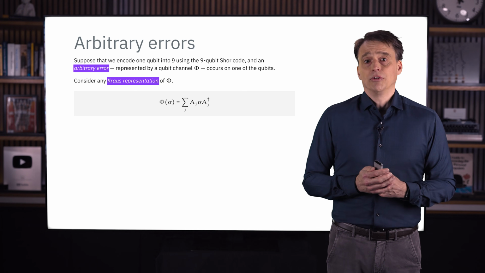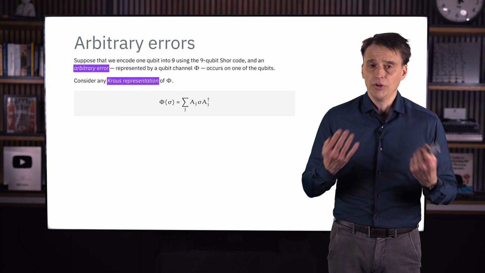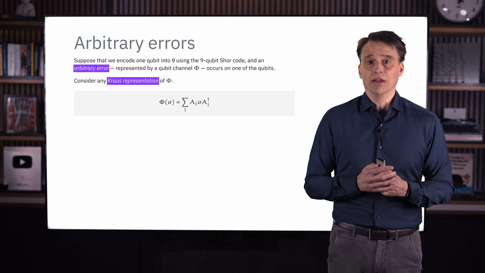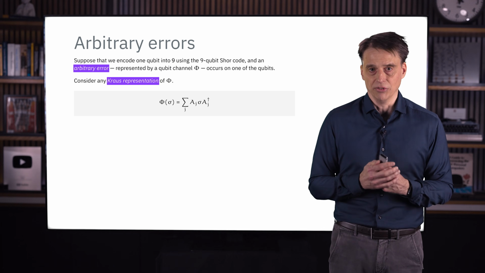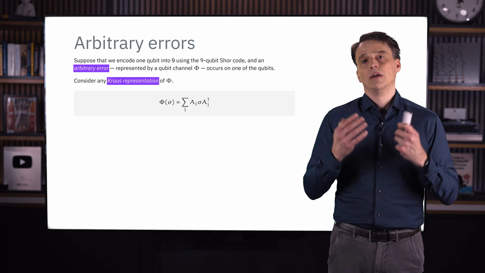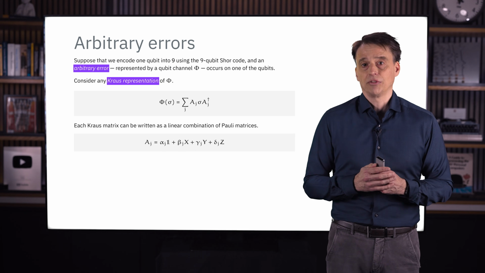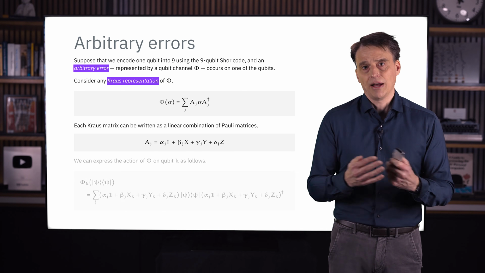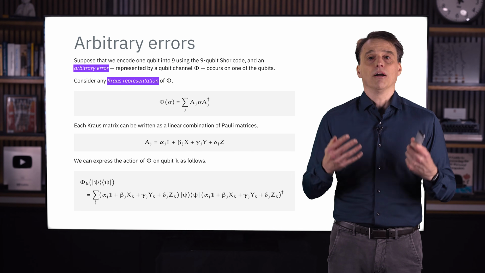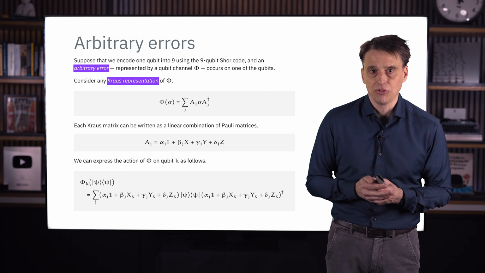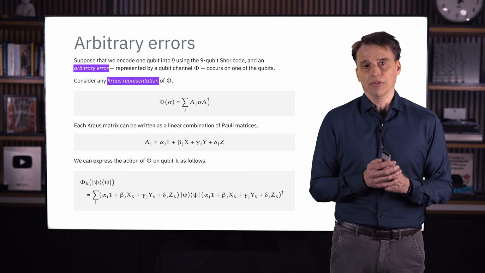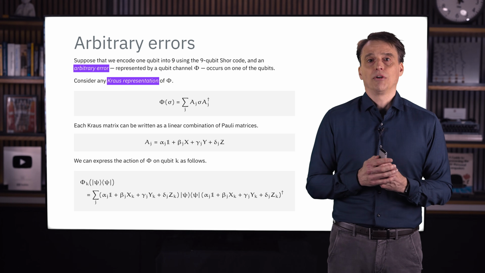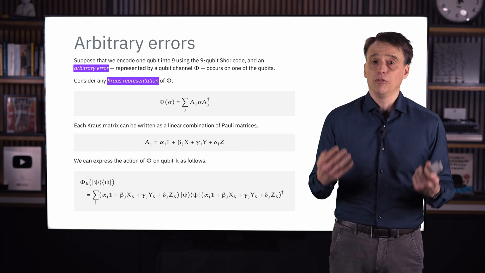What we can do now is to follow exactly the same reasoning as for unitary errors, except that we apply that reasoning to the Kraus matrices rather than to a single unitary matrix representing an error. In particular, each Kraus matrix can be expressed as a linear combination of Pauli matrices, and this allows us to express the action of this error phi on whatever qubit k it happens to occur on in the form that's shown here on the screen. All we're really doing here is to expand out the Kraus matrices as linear combinations of Pauli matrices.